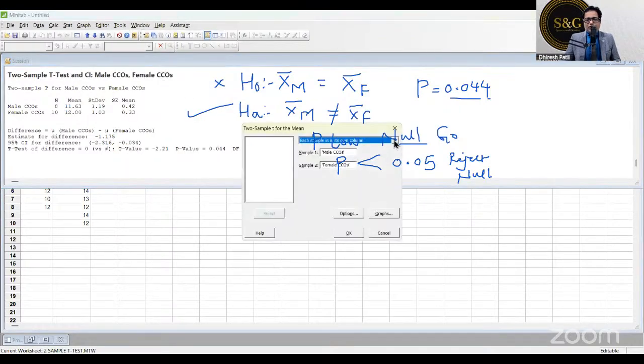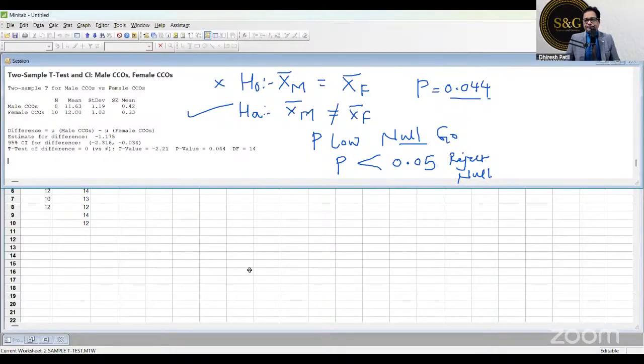And here in the drop down menu, you have to select each sample in its own column. Just click on the drop down, select the second option, each sample in its own column. In sample 1, select male CCO, and in sample 2, select female CCO. Click on OK. That's it. And you will get this. Got it?